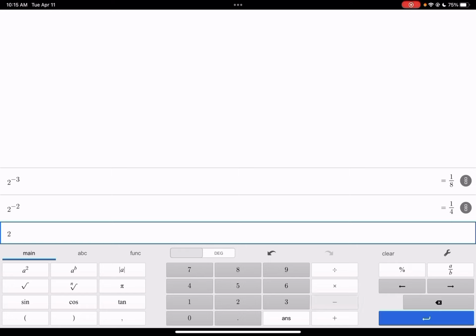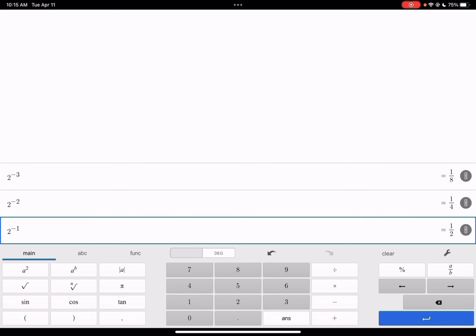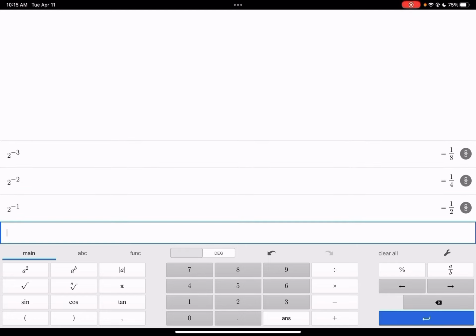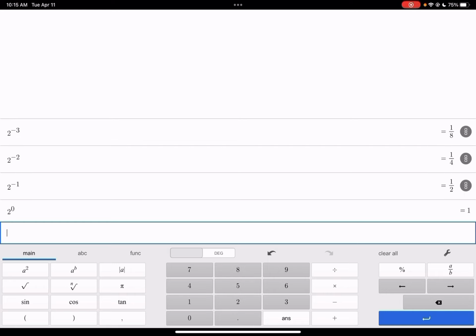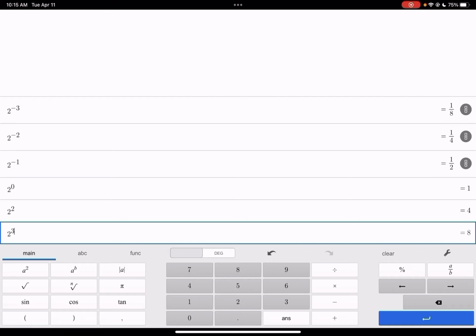2 raised to the -1 gives me 1/2. 2 raised to the 0 gives me 1. 2 squared, and then 2 cubed. And so you can see as we're looking at these negative values, we were getting fractions. We plugged in 0 and we got 1. And then we also did our positives, and we got 4 and then 8. So I just want to acclimate you to this on-screen calculator. Make sure you understand where those buttons are.